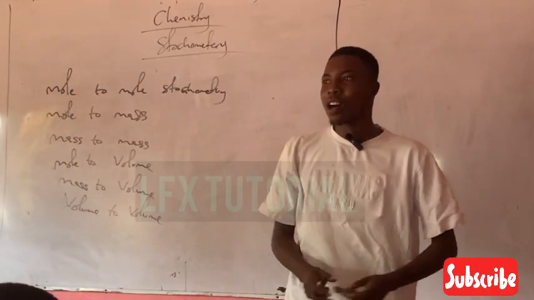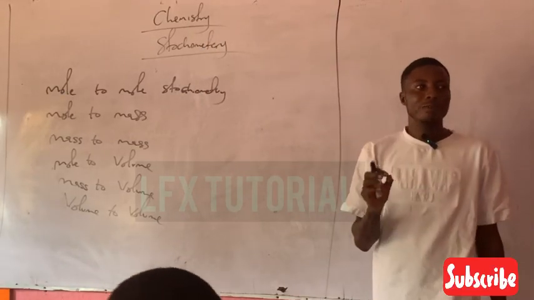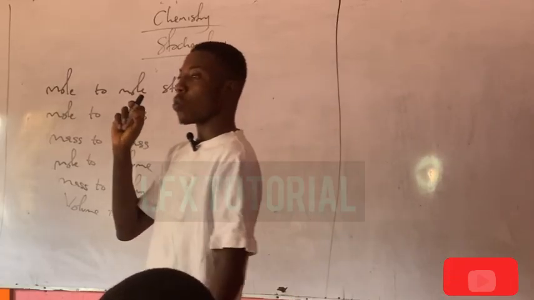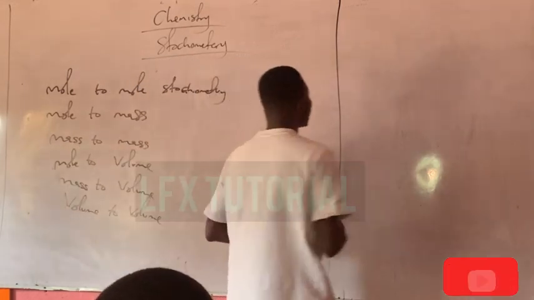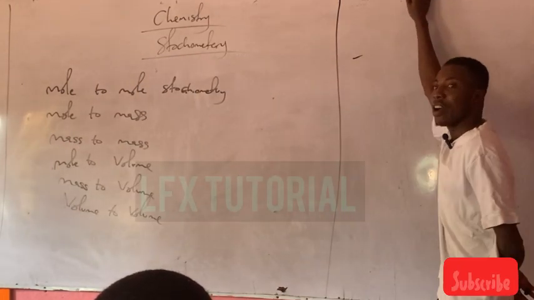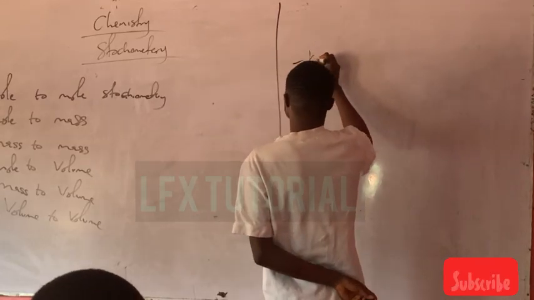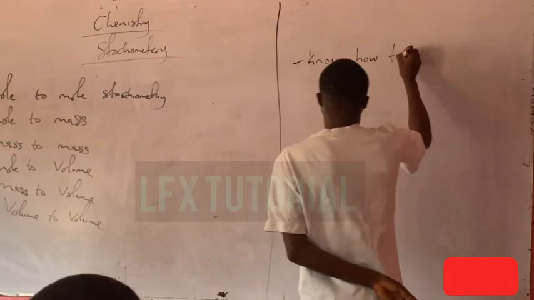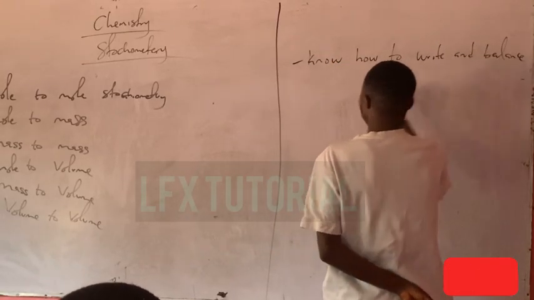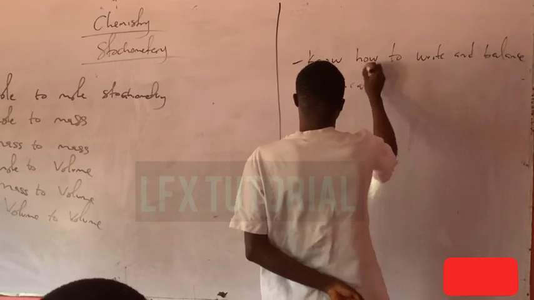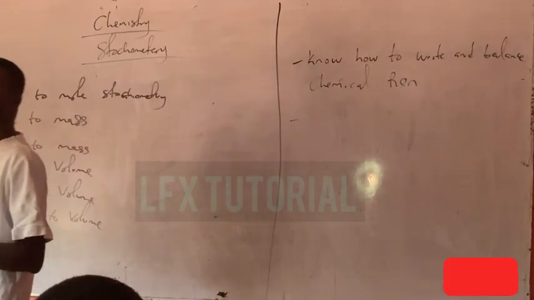Now, before our stoichiometry class, there are some things you have to learn before you learn your stoichiometry very, very well. What are those things? The first thing you have to learn is how to write your chemical reaction and balance it. Know how to write and balance a chemical reaction. That's the first thing.